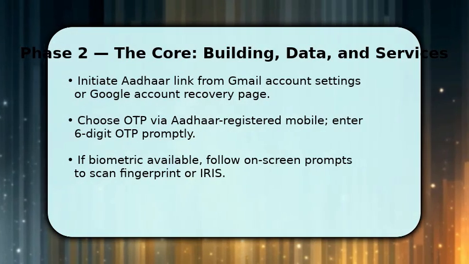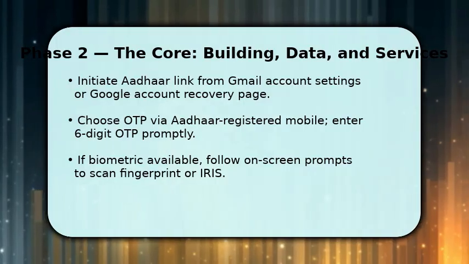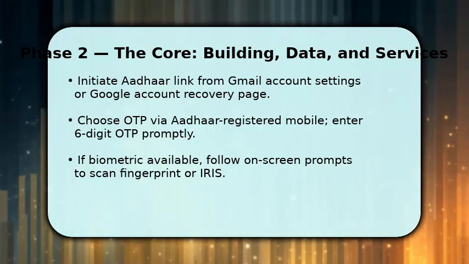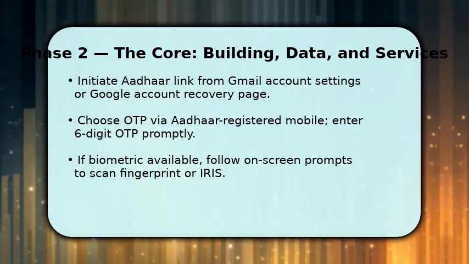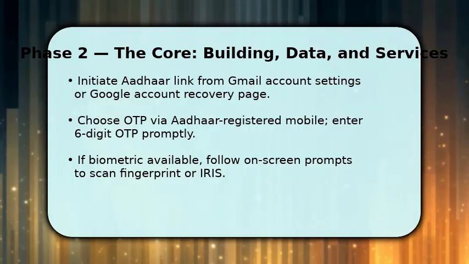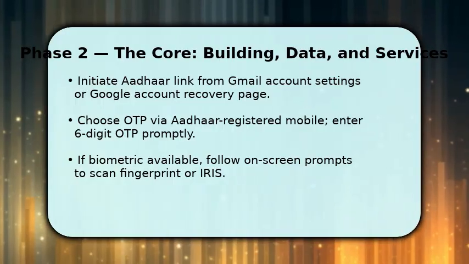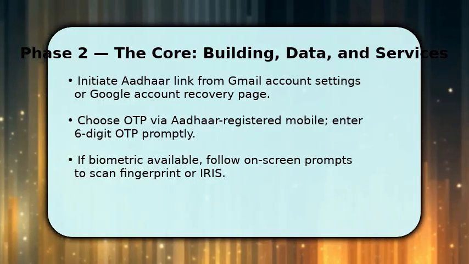Next, you trigger the verification. In Gmail settings or Google account recovery, choose to link or verify identity via Aadhar. Then pick the OTP method if you have the registered mobile. Google will request a 6-digit OTP sent from UID. Enter it quickly because it expires.